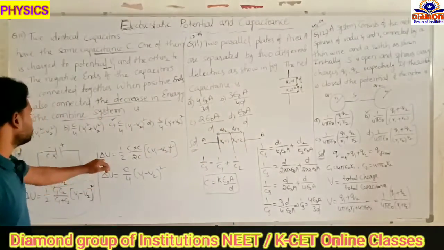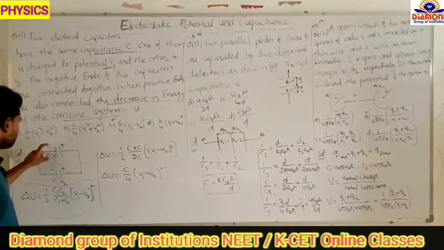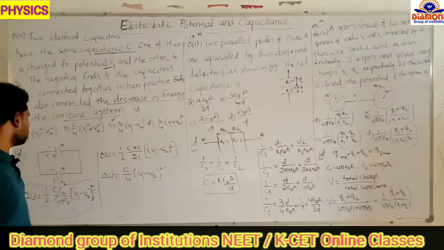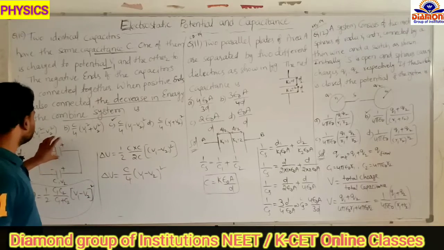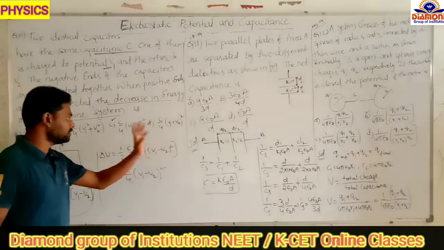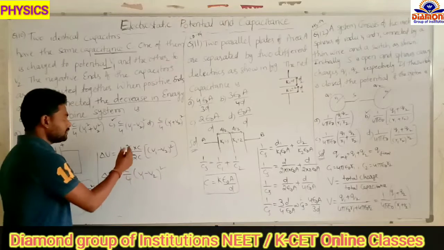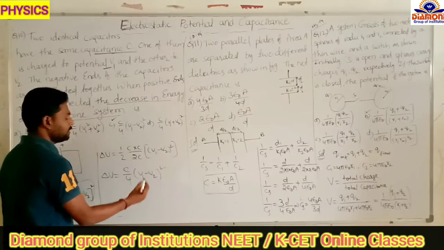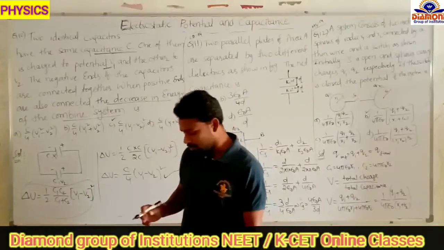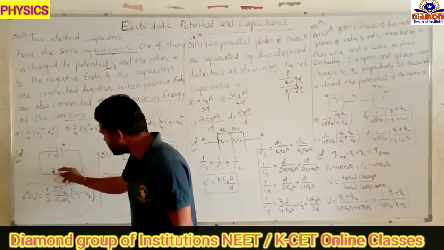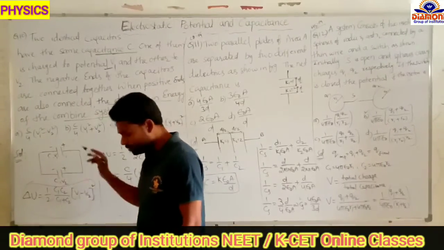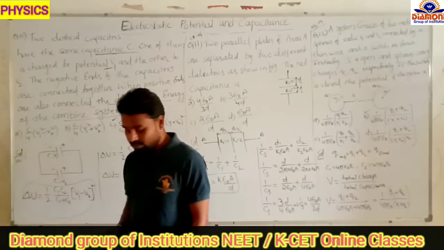So loss of energy equals 1 by 2. The capacitances are C and C. C into C by C plus C is nothing but C by 2. One is charged to the potential V1, the other to V2, so (V1 minus V2) whole square. So 1 C will be cancelled, 2 into 2 is 4, so C by 4 into (V1 minus V2) whole square. If you remember this formula, within 15 seconds this problem will be finished. Like charges connected, V1 minus V2 whole square. Unlike charges connected, V1 plus V2 whole square. The remaining term is the same.